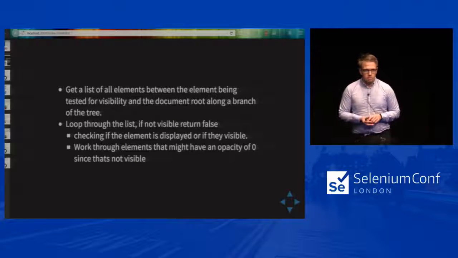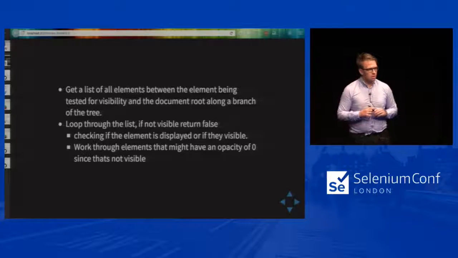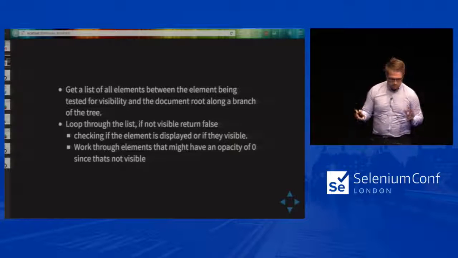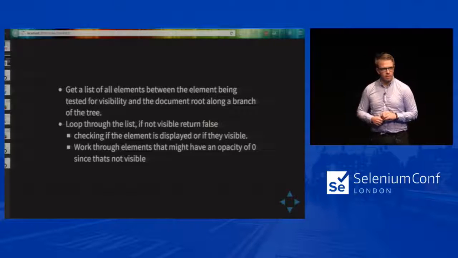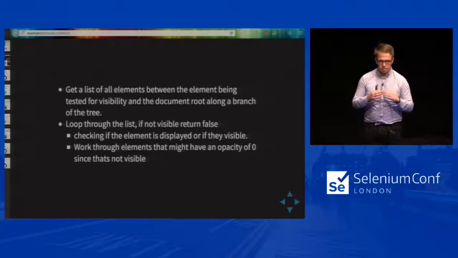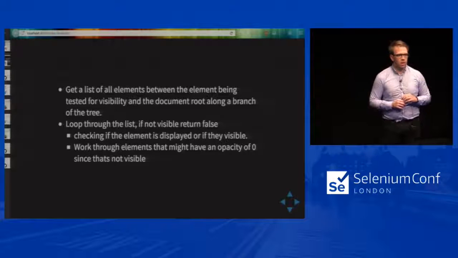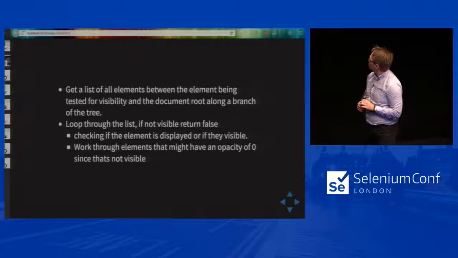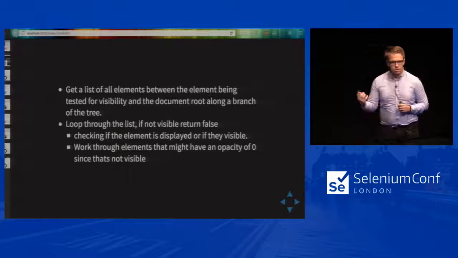So it looks at the element that you want to test, the element that you want to see if it's displayed or not, and goes, right, I'm at the bottom. I need every parent node, every element that is a parent to the element that you want, all the way to the top of the document. I need to know what all those elements are. It gets all those elements, and then it starts to loop through them.